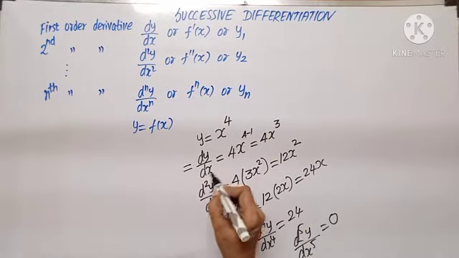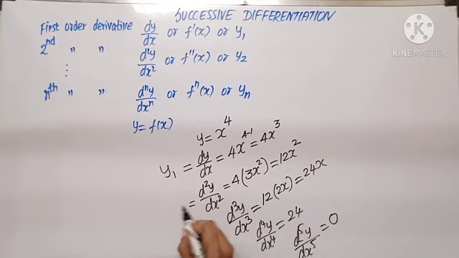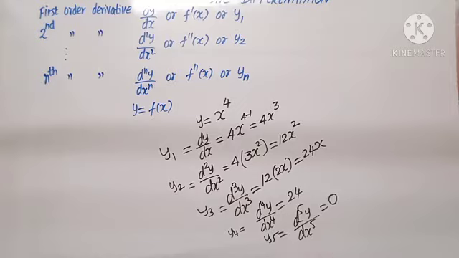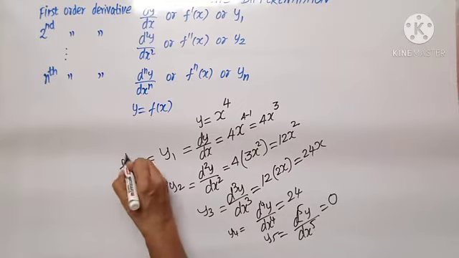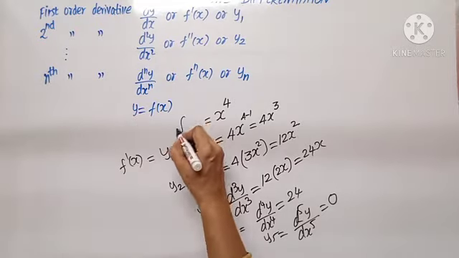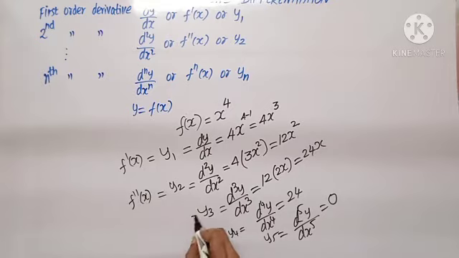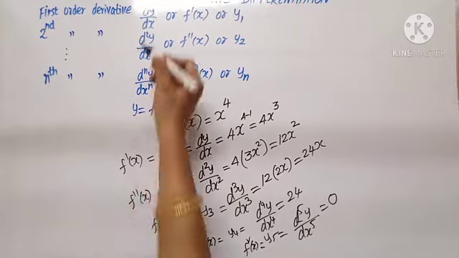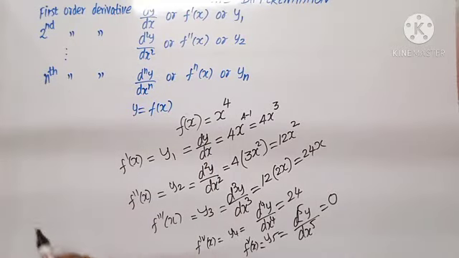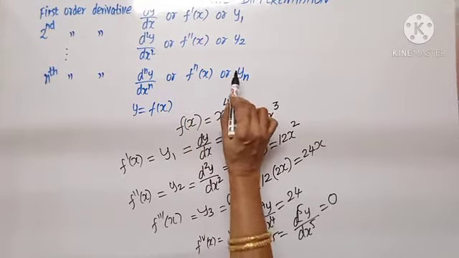Instead of dy by dx, I can call it y1, first derivative, y2, second derivative, y3, third derivative, y4, fourth derivative, and y5, that is fifth derivative. You can also call the same as f dash of x instead of y. If I call the function f of x, it is f dash of x, the second derivative is f double dash of x, the third derivative is f triple dash of x, and so on. In general, if I do it n times, I call it the nth derivative: d power n of y by dx power n, or f power n of x, or y suffix n.